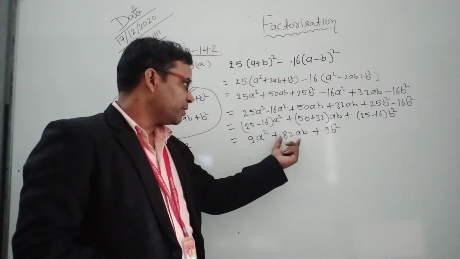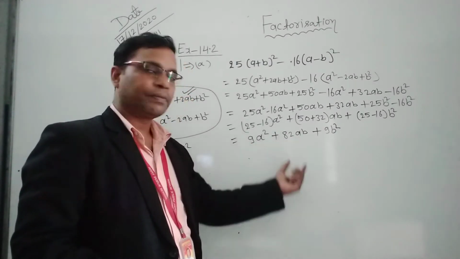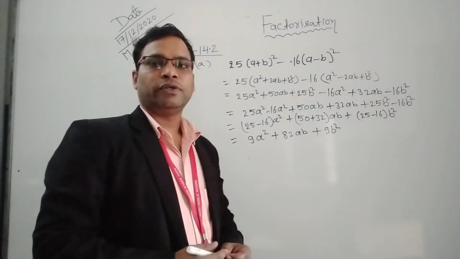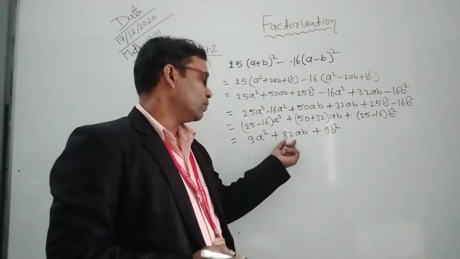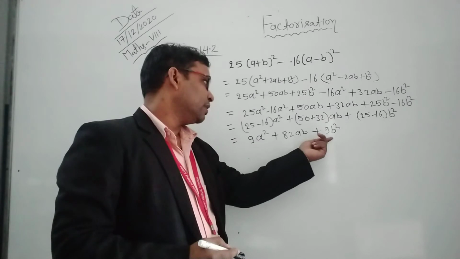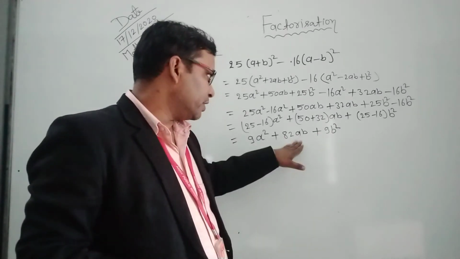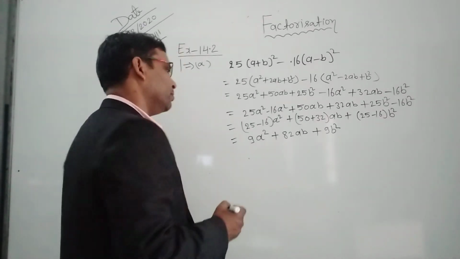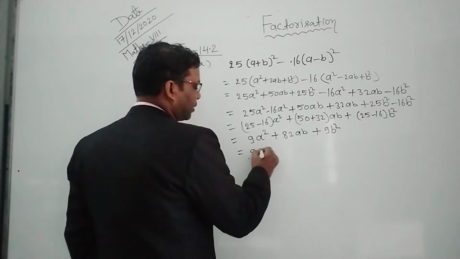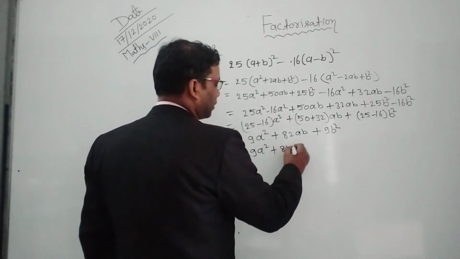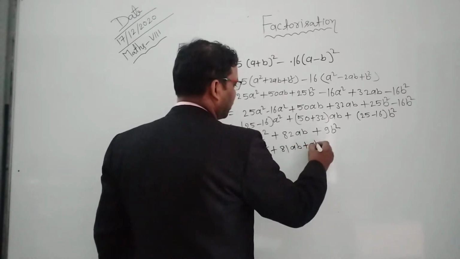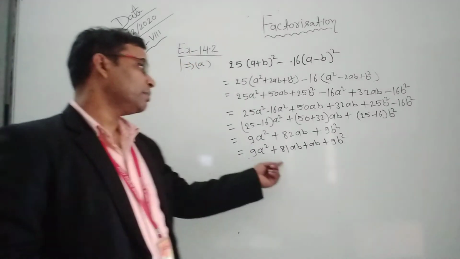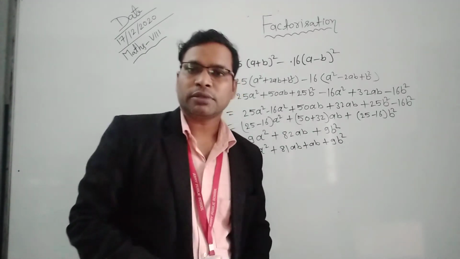Again you can break it in this form. Also you can break 82. Here you can see nothing in common between them. This is a trinomial, so you break the middle term. You can write 81 AB plus 1 AB. Here you can write 9 A square plus 81 AB plus AB plus 9 B square. This is clear. 81 AB plus AB means 1 AB, so it becomes 82 AB.